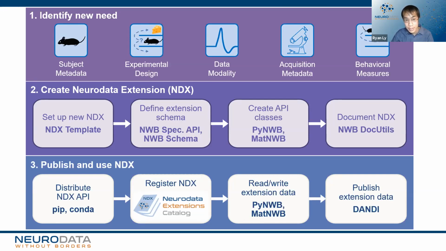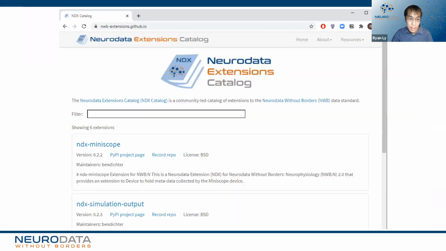Others can then find your extensions and then read and write data using your extensions in our APIs and publish extension data in any of the neurophysiology data archives, such as DANDI. The Neurodata Extensions Catalog is a new tool that we developed, kind of a web interface where you can browse and explore and search for different extensions for NWB. This is just what it looks like.